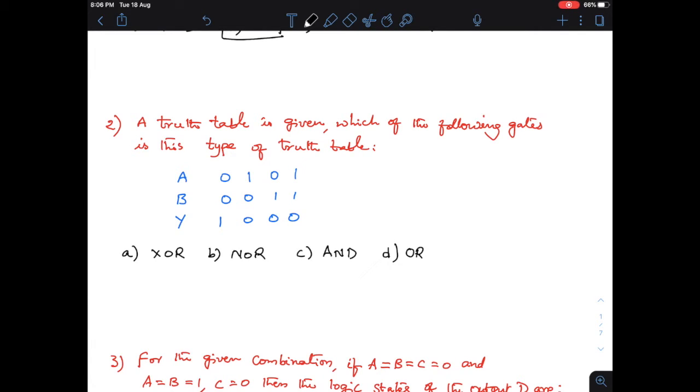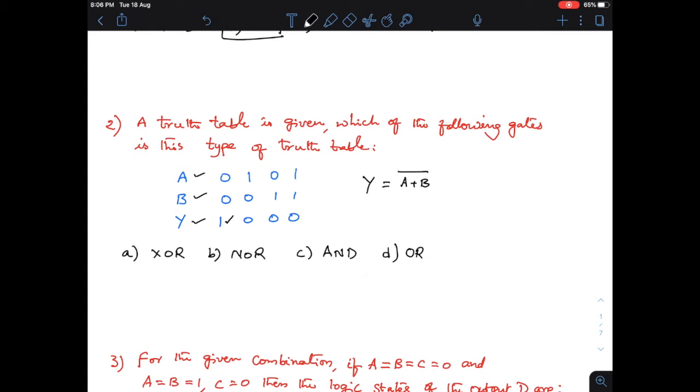Then, another simple example. A truth table is given; which of the following gates is this type of truth table? Again, A and B are inputs, Y is the output. The options are given as the following: XOR, NOR and OR. Now, here Y is A plus B bar. Look at this. 0 plus 0 actually is 0, but Y is 1. So, Y is 1 means it is A plus B bar.